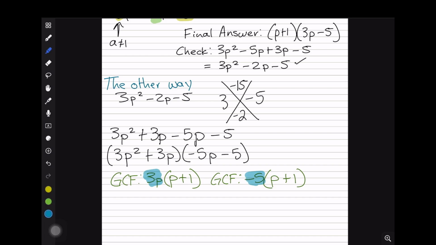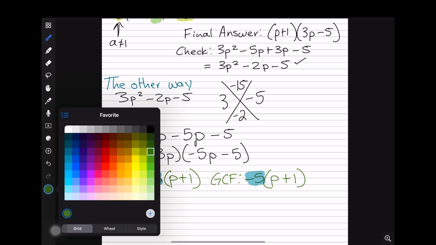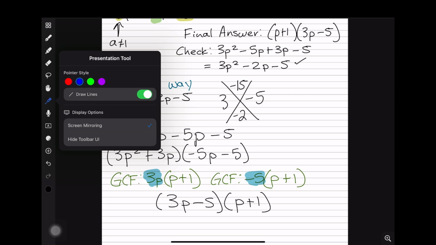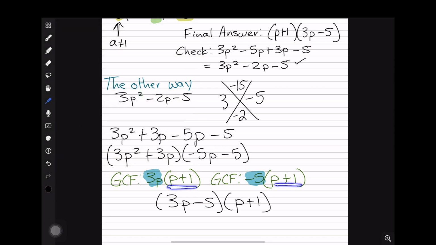You just want to take the things on the outside, so the 3p and the negative 5, and you want to form a parentheses around those. So you want to bring those together, and you're going to get 3p minus 5, and that p plus 1 just stays. And what do you know? It's the exact same answer as before. Yay!